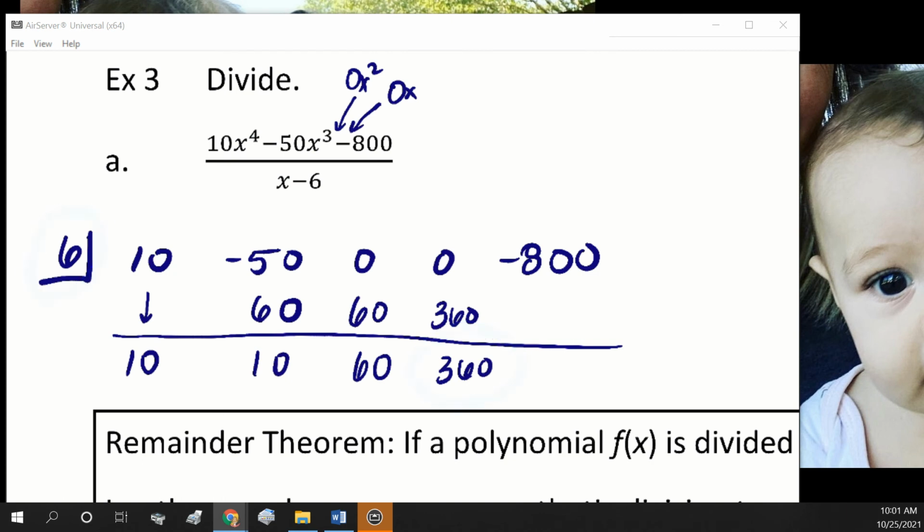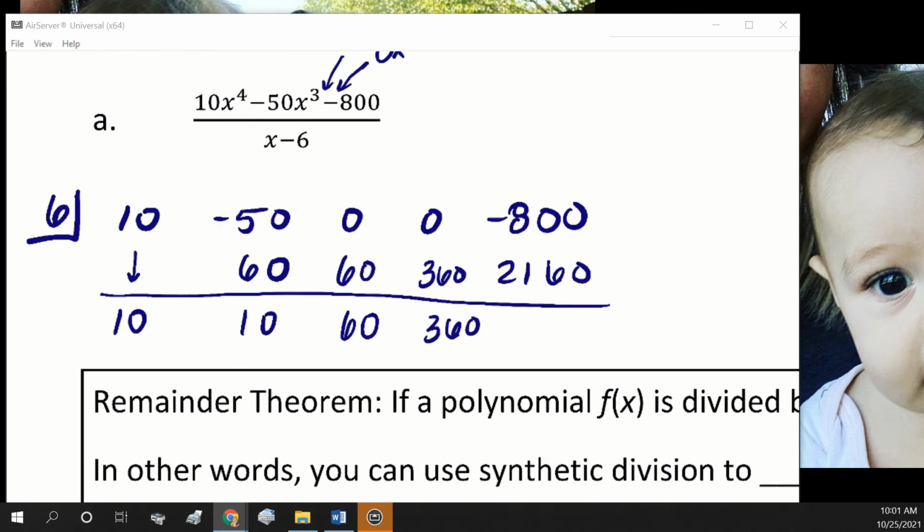Now, you might need a calculator on some of these. I made a worksheet out of the old book, and some of the problems you just get these really big numbers. So you might know 6 times 360 in your head. If you don't, it's okay. You have a little calculator that'll do it for you, but that's 2,160. And then when you add, you get 1,360.